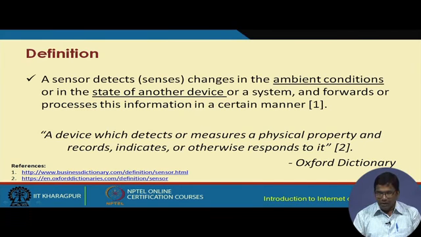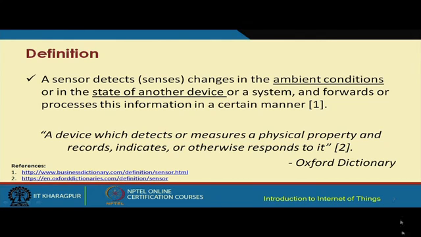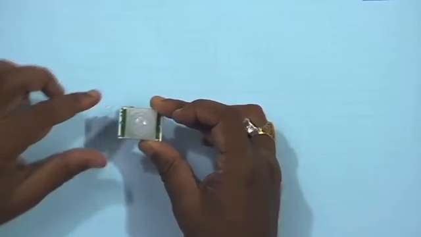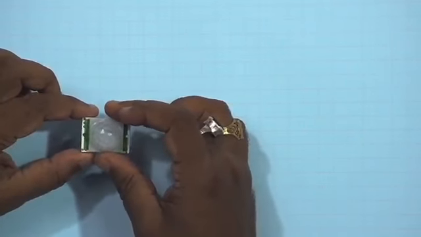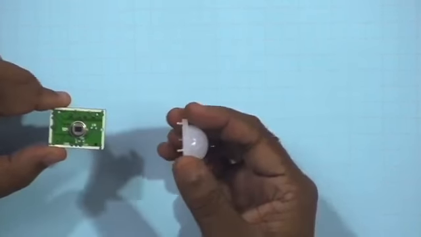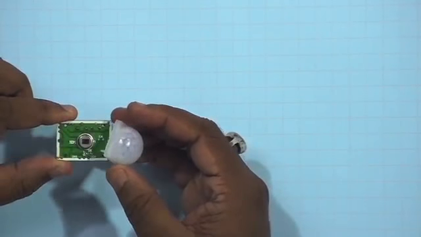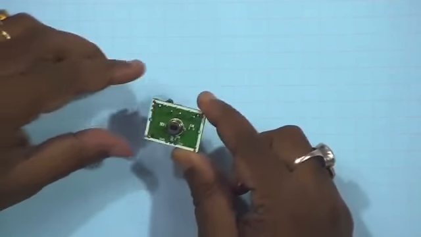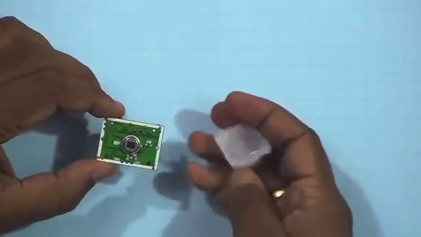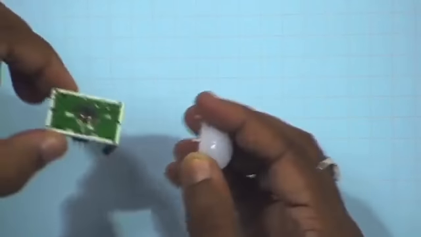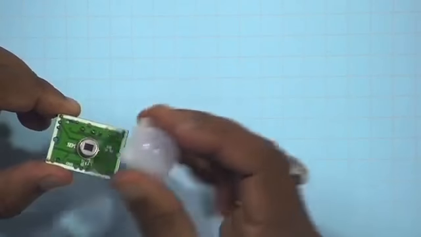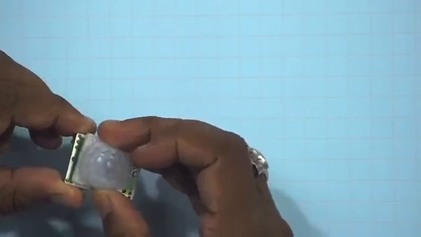So, let me now show you some real sensors that we have. Here are a few real sensors. This is a sensor that is used for obstacle detection. This is a PIR sensor, a passive infrared sensor. This passive infrared sensor can be used for detecting if there is any obstacle. So, this is an example of a PIR or obstacle-based sensor.